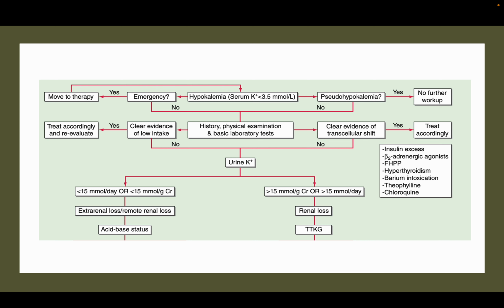Then you send urine potassium. Urine potassium, that is a 24-hour collection, less than 50 millimoles per day or less than 50 millimoles per gram creatinine, is extrarenal. Anything more than that is renal loss. If it is renal loss, you get a TTKG. If it is extrarenal loss, you just get an acid-base analysis.